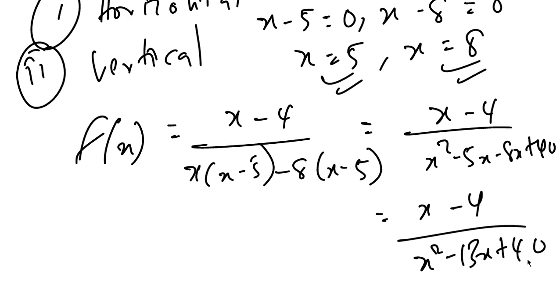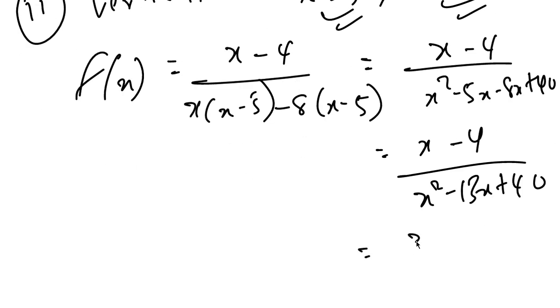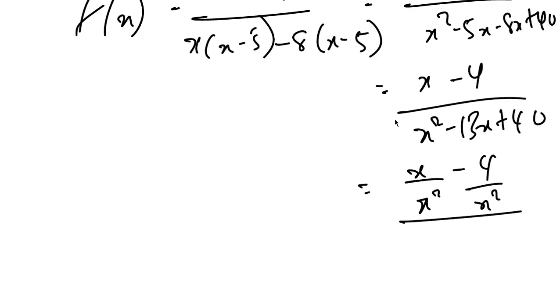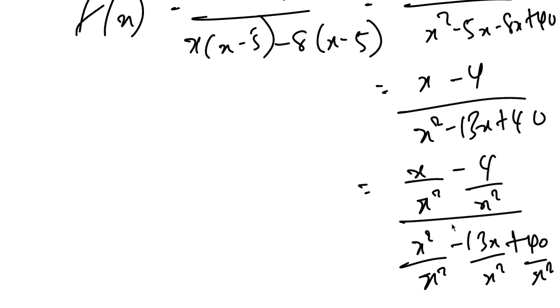Then dividing through by the highest power, what are you going to get? x over x squared minus 4 over x squared, all over x squared over x squared minus 13x over x squared plus 40 over x squared. So x divided by x squared is going to be 1 over x, right? And then 4 over x squared.